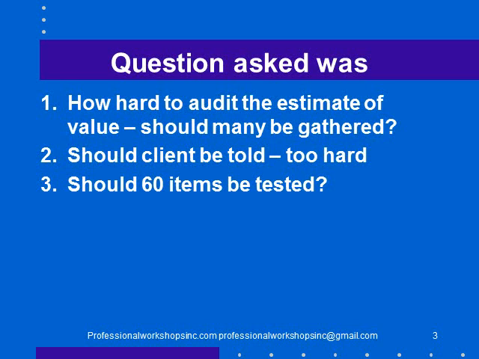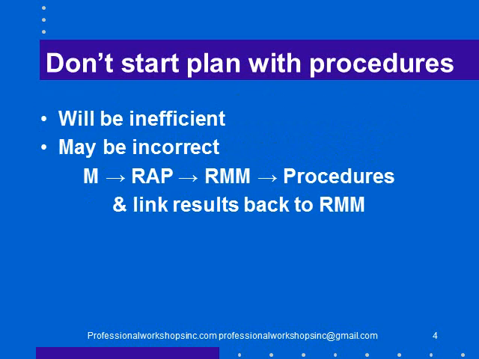And then the discussion moved on, well, should we pick 60 items? Should we weigh 60 items? Should we do 60 items of something? Is that a good way to solve this problem? And I think the point is, you don't start your audit planning with procedures. That will be inefficient. And again, if you just plan to use the same set of standard procedures in every section, it may not be appropriate client to client to client and may be incorrect.